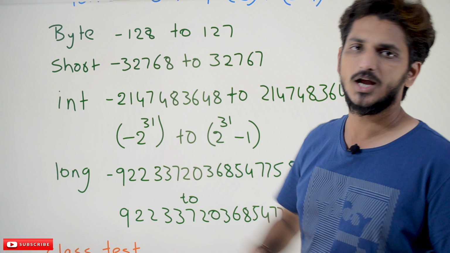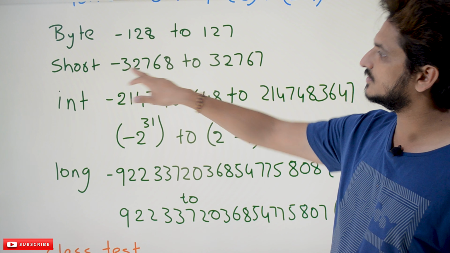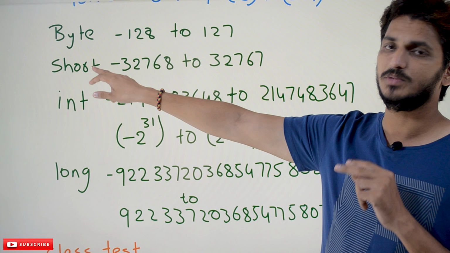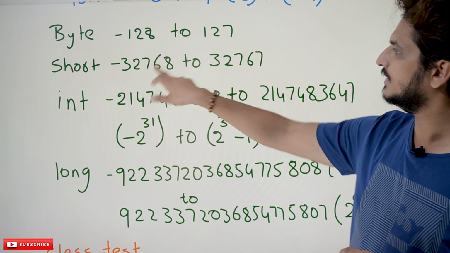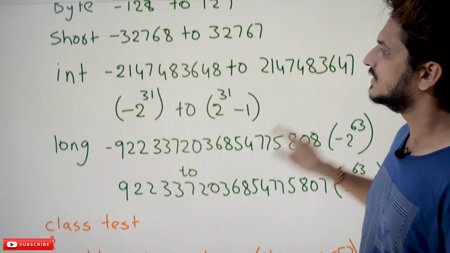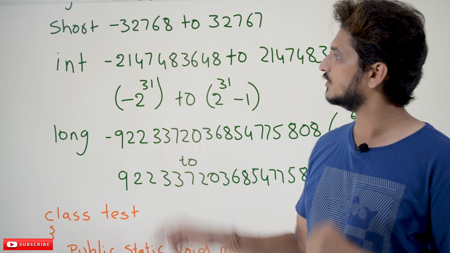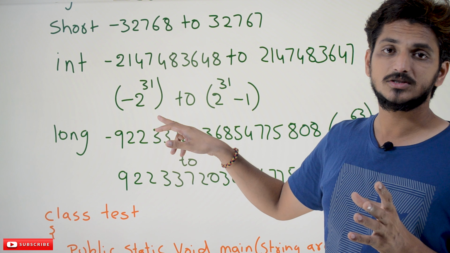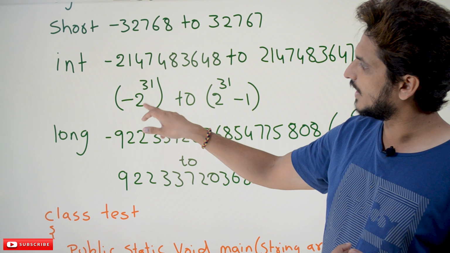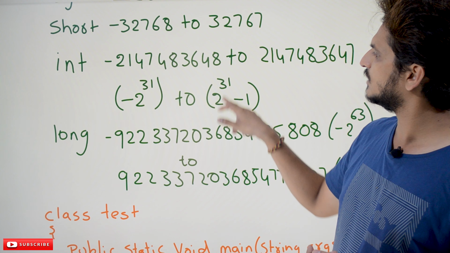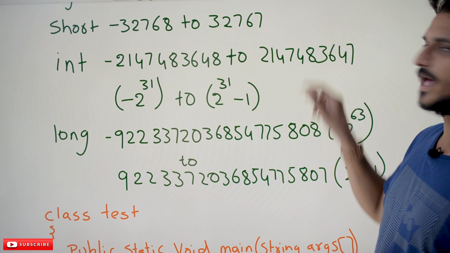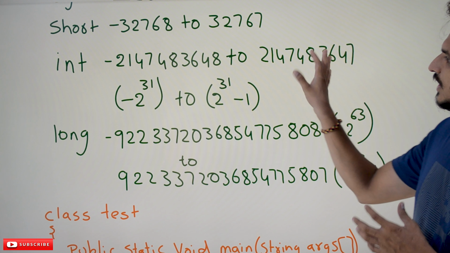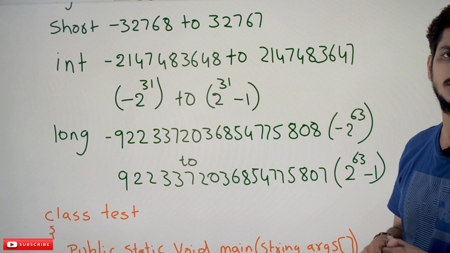Similarly, the short data type is going to take 2 bytes, which means 16 bits. Minus 32,768 to 32,767. This is the minimum number, this is the maximum number. Similarly, int is going to take 4 bytes, which means 32 bits. What's the minimum number? Minus 2 power 31. What is the maximum number? 2 power 31 minus 1. So this is the minimum value, this is the maximum value. We can save only from here to here.